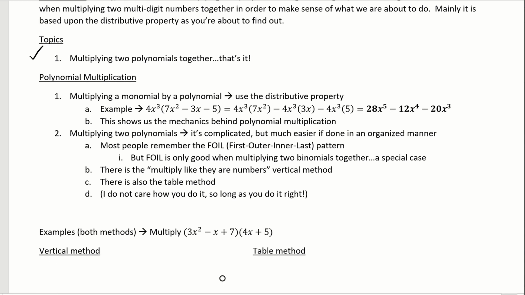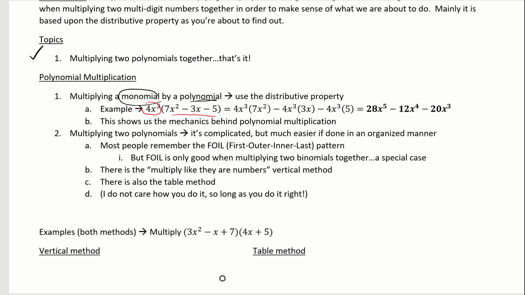So there's two types though. One is, what if you multiply a monomial with a polynomial? It's not strange or different. This is a simpler case of what we're about to do. In this example I've got a monomial, 4x cubed, to multiply through with 7x squared minus 3x minus 9.